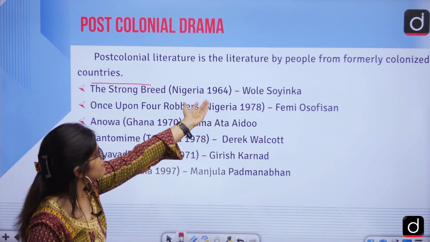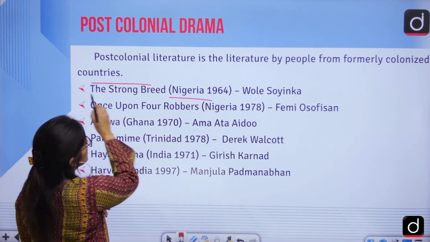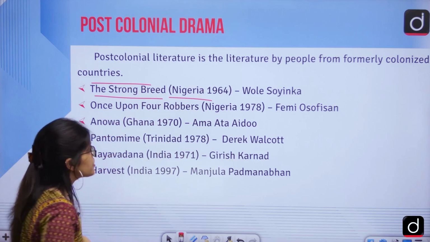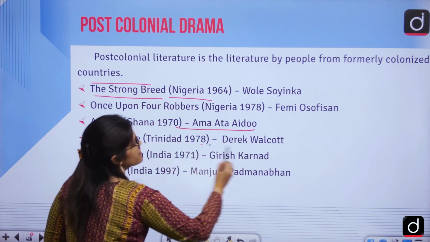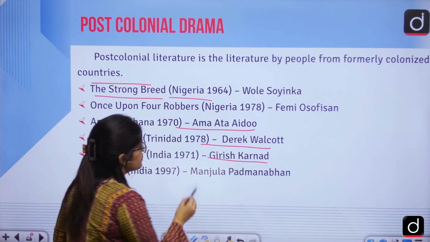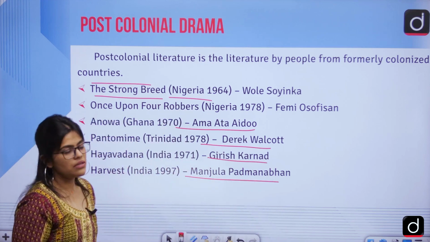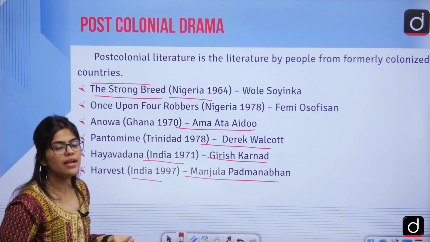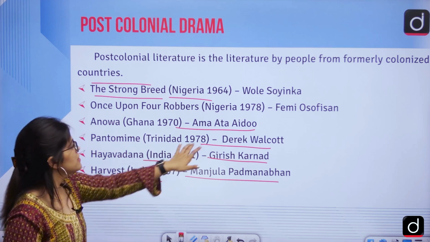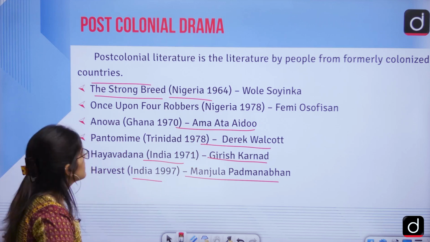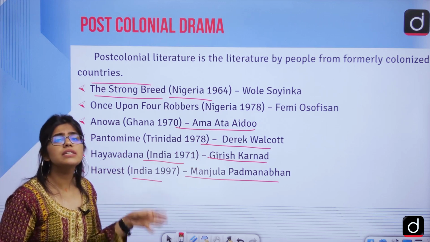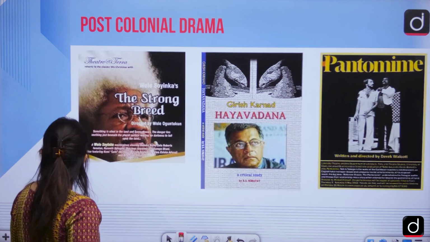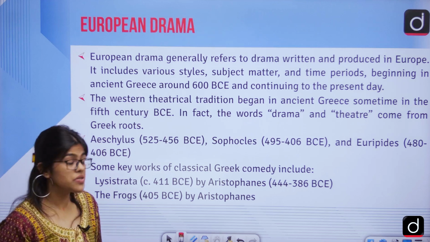Like we have Soyinka, he is from Nigeria, and he has written many more texts, but The Strong Breed becomes the most important. We have Amiri Baraka, we have Derek Walcott, we have Girish Karnad, we have Manjula Padmanabhan. So these are a few texts, and I have also given you the countries from where they come, like Trinidad, India, and the dates also. So you can read it, and in the classes we are going to read it in greater detail. So this is just a gist, this is just an example, right? Hayavadana is very, very important, right?